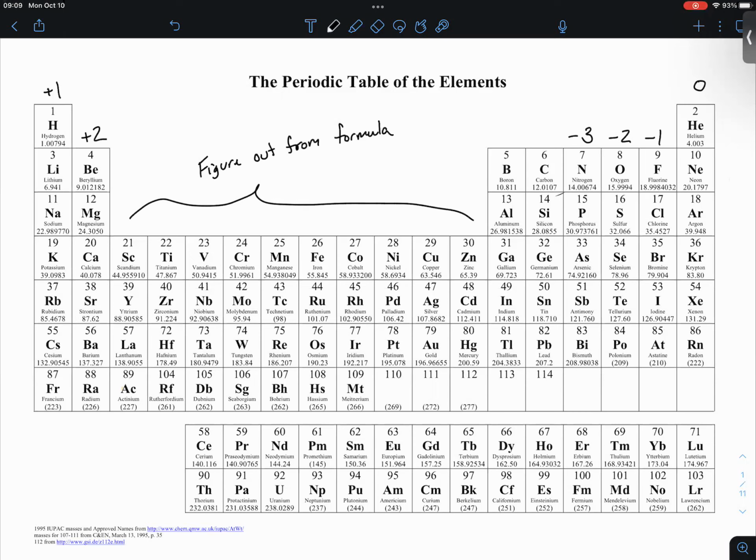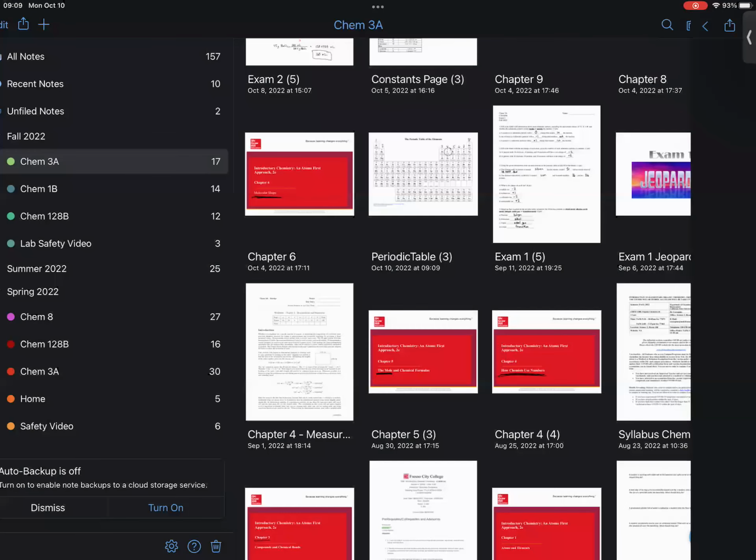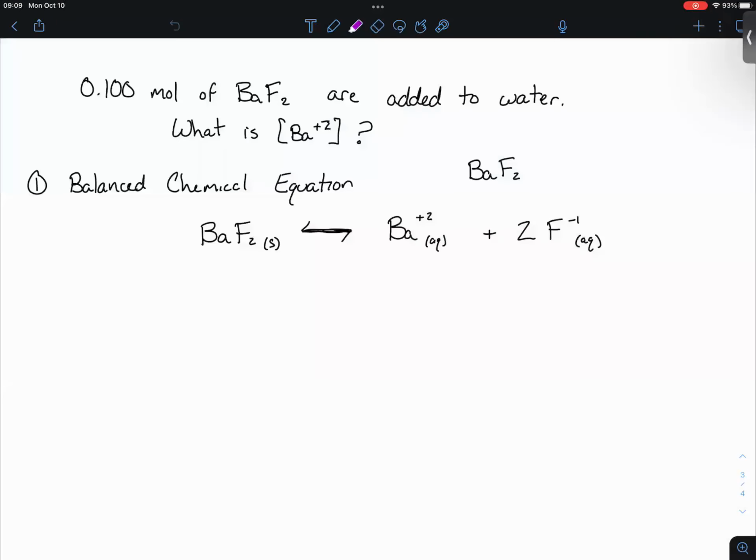All right, we got to know the charges on those ions, right? That's how we're going to write our balanced chemical equation correctly. Okay, and then equally, almost more importantly, is how I got my balanced chemical equation. I included these 2 fluoride ions because there are 2 fluoride ions in every barium fluoride, right? So I had to make sure that chemical equation is balanced. All right. So balanced chemical equation, check, check.